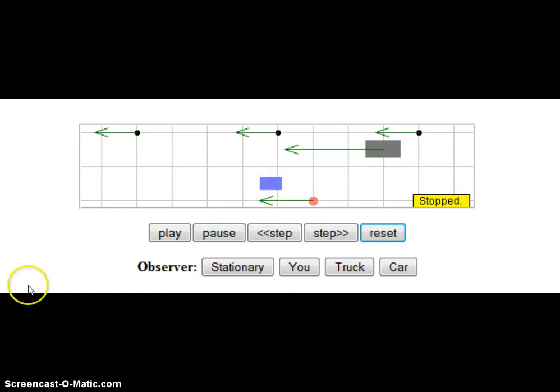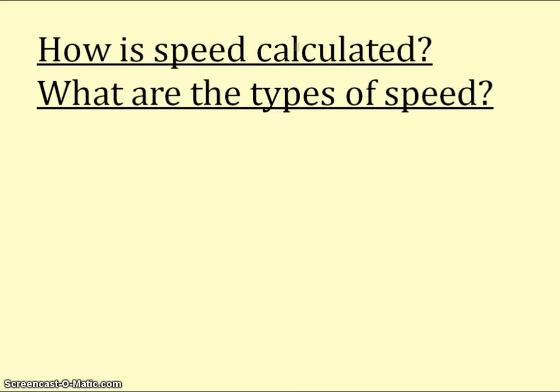So it's very important that we determine what the frame of reference is, or what the point of view is that you're determining motion from. That's relative motion. Once we've determined our point of view, our frame of reference, then we can learn things about the motion. Things like speed.